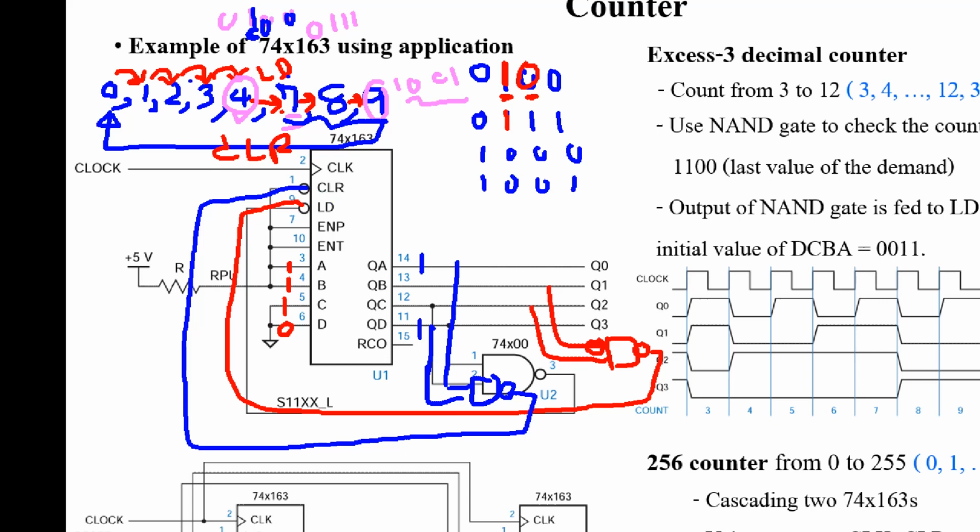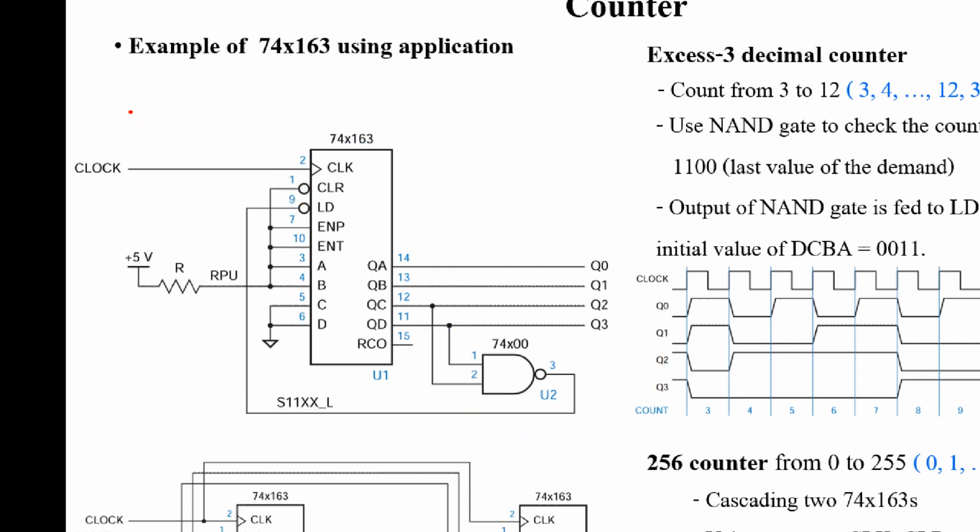And what happens if I want to count from 1, not from 0? That means I want to count 1, 2, 3, 4, 7, 8, 9, and then back to 1 again. Okay, what should I do?